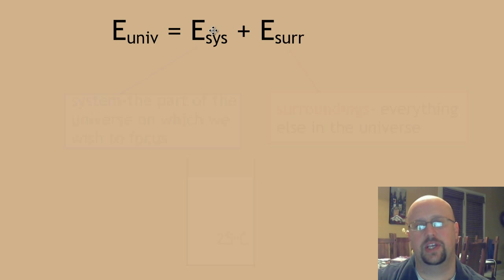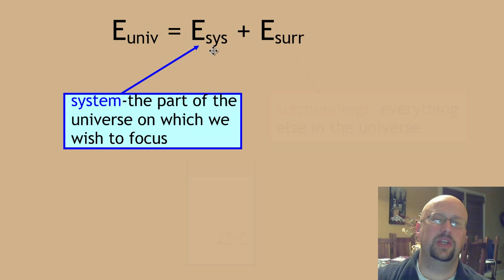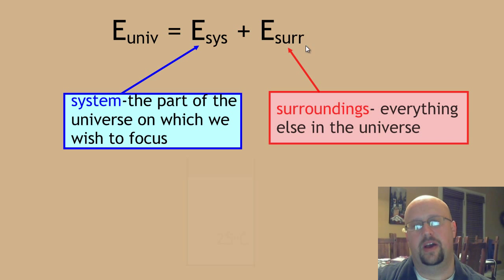The energy of the universe is equal to the energy of the SYS plus the energy of the SURR. And what the heck does that mean? Well, essentially, the SYS there means the system, and the SURR means the surroundings. And so basically, the energy of the universe is equal to the energy of the system plus the surroundings. So what does that mean?